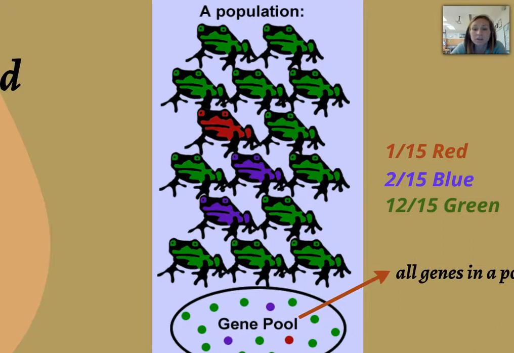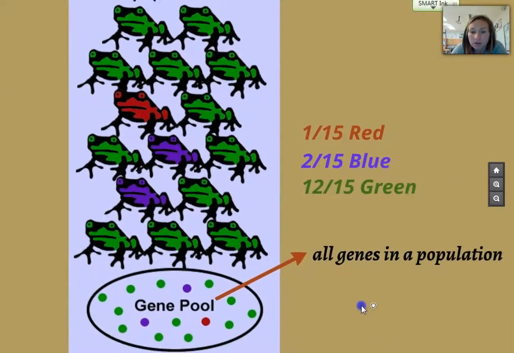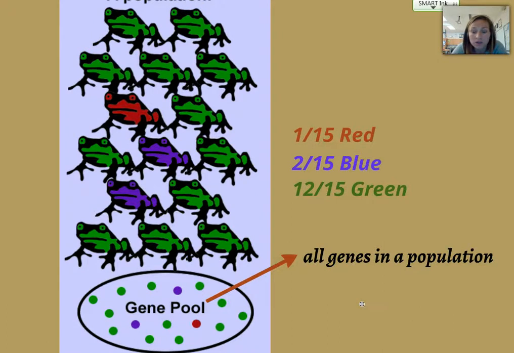Take a look at this population of frogs. In front of you is the population's gene pool, with just all the genes that are in a population at a given time.